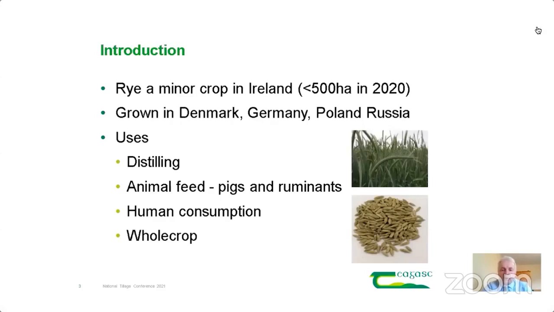And my colleague Padder Lawler in Moore Park has looked at the crop as a potential feed inclusion for pig diets and has found it to be quite a good grain to include in certain pig diets. It can also be used for human consumption. Many people will have heard of rye bread and rye vita, which is made from rye. And it can also be used as a whole crop forage for animals. But as I said, I'm going to talk mainly about the crop as a grain crop.